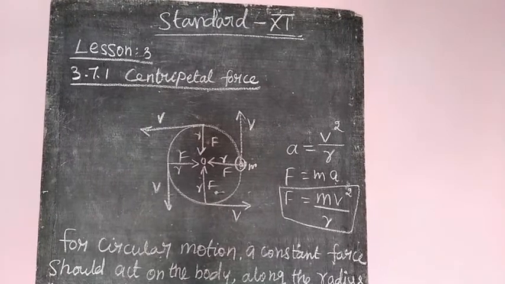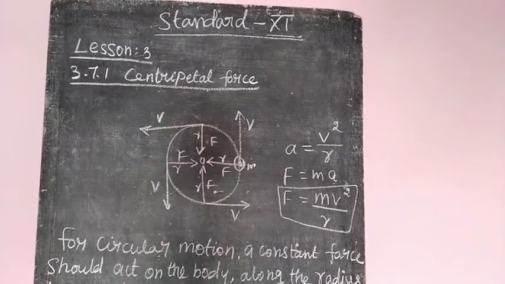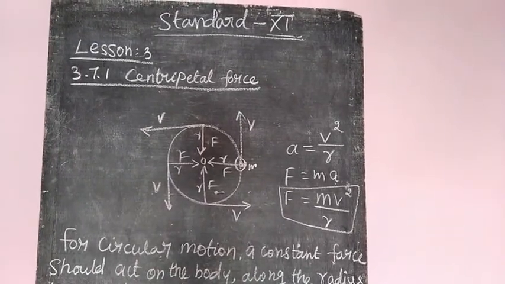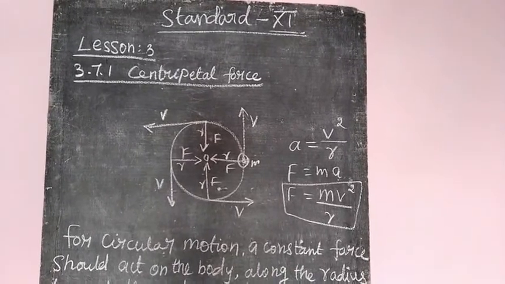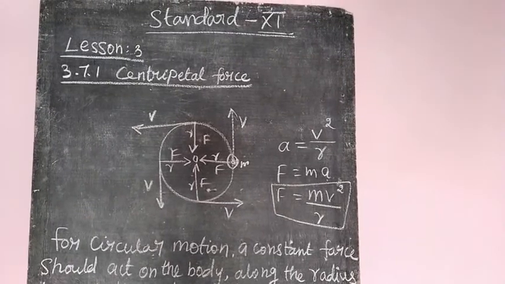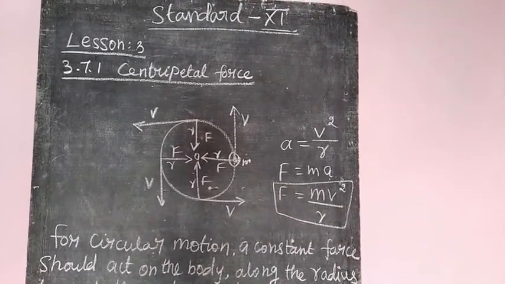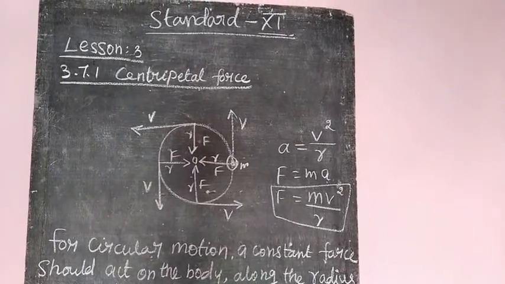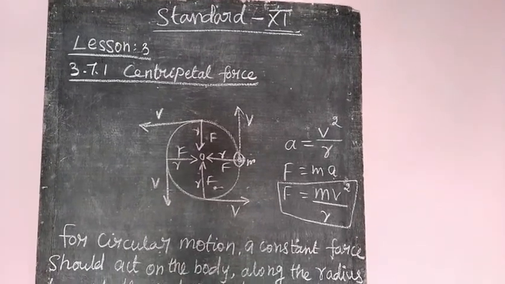Here the velocity changes, so acceleration is produced. Acceleration a equals v squared by r. By Newton's second law of motion, F equals ma. Substituting the value of a in this equation, F is equal to mv squared by r. So centripetal force F is equal to mv squared by r.